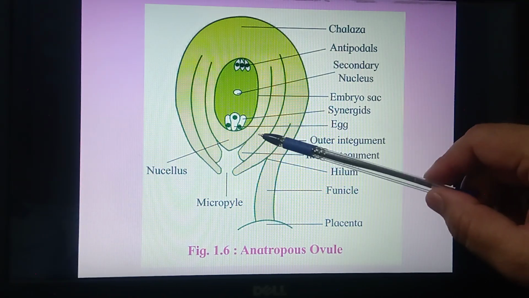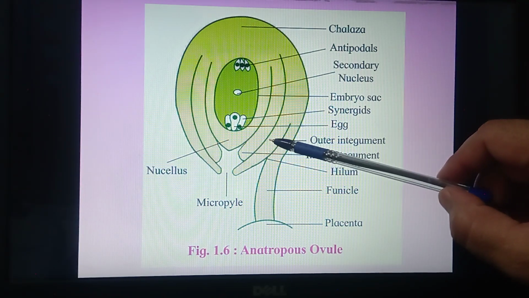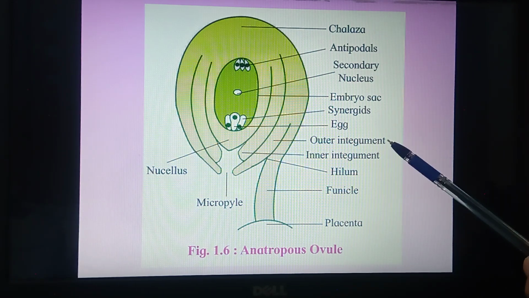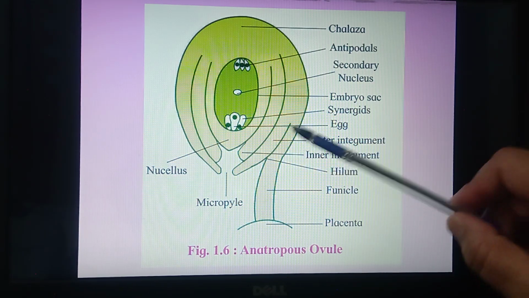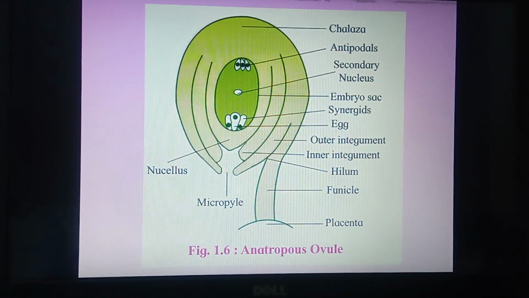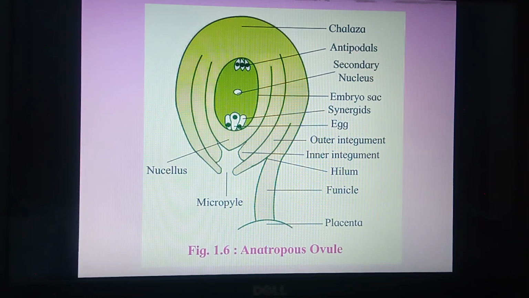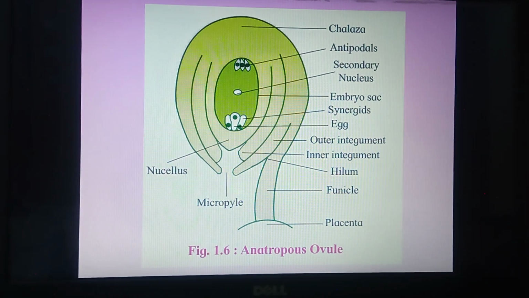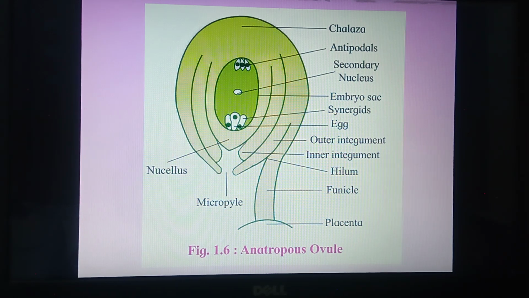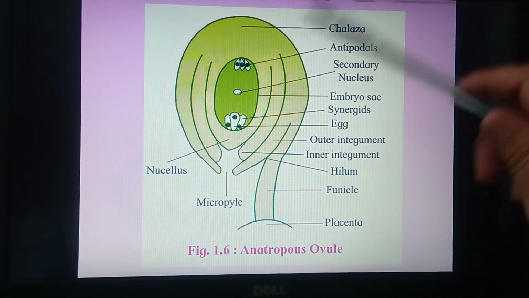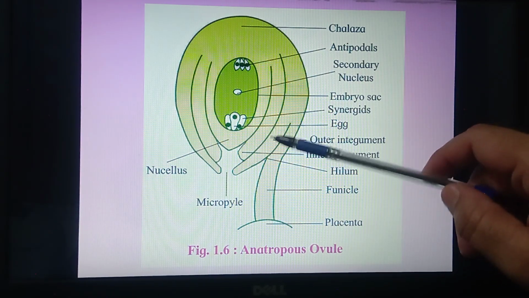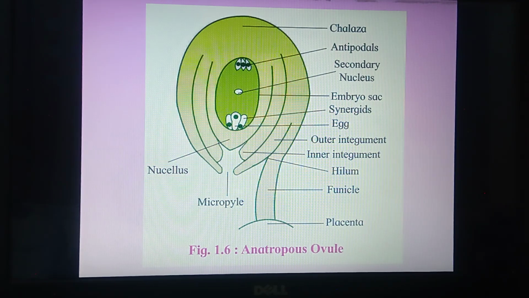Around this nucellus, the protective structure present is called the integument. Integument shows two different layers, the outer layer of integument and inside that the inner layer of the integument. Generally, the angiosperm shows a bitegmic ovule. Bi means two, tegma means protective cover present around the ovule. So it is called a bitegmic ovule.